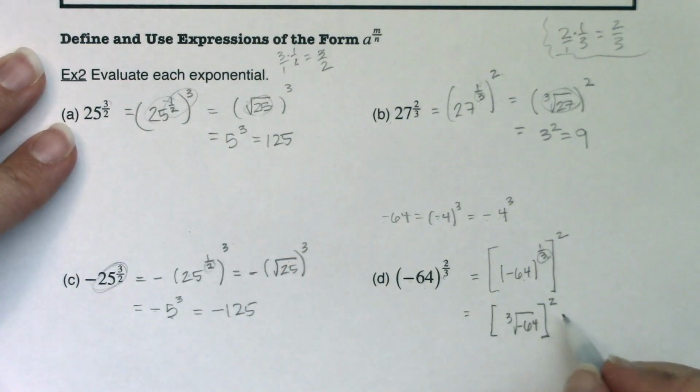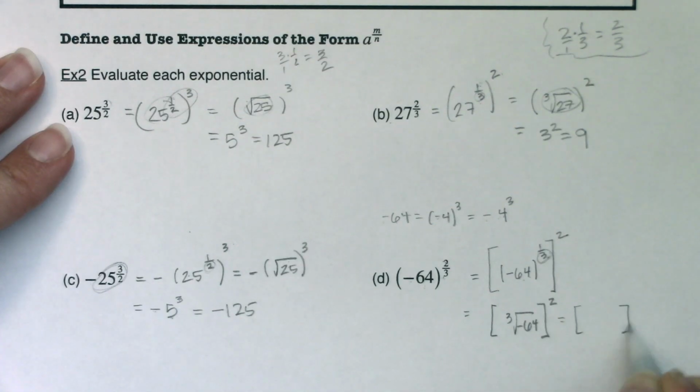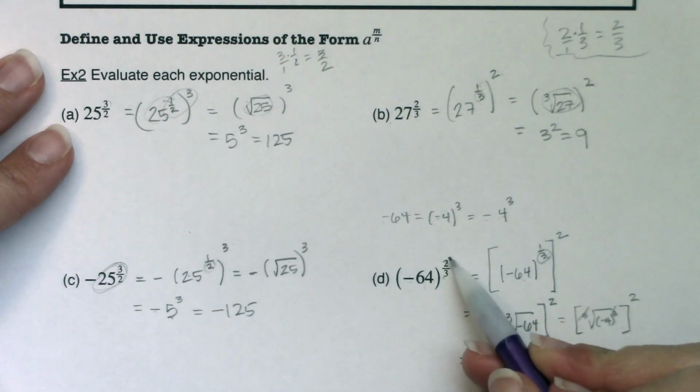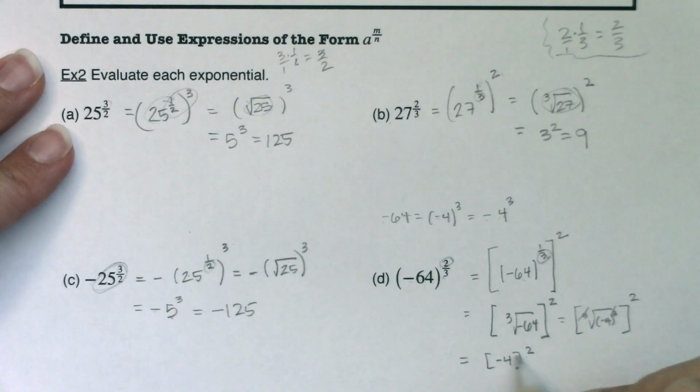So ultimately what's happening here, if I extend this a little bit, let me put in brackets, I still have something squared, but ultimately this is the cube root of negative 4 cubed. That's going to cancel and leave me with negative 4. So I'm looking at negative 4 squared at this point, because I still have to take into account that the numerator is 2. Negative 4 squared, well, negative 4 times negative 4 is positive 16.